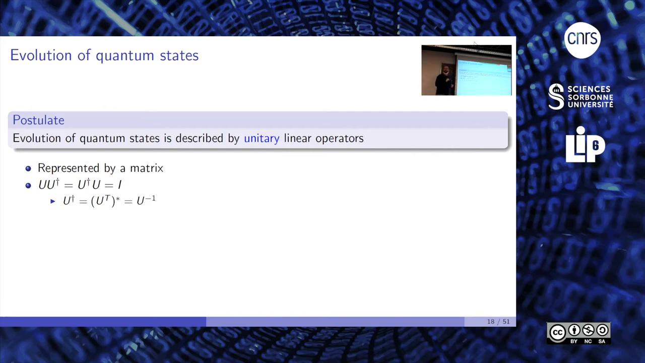So for unitary operations, if you take the transpose and the complex conjugate of every entry of this matrix, then you have the inverse of your matrix. This is just the definition of unitary matrices. And one important property of unitary matrices is that for every vector, if you apply a unitary operation on it, it does not change the norm. So in particular, if you have a quantum state, which is a unit vector in some Hilbert space, and you apply a unitary operation, then you still have a quantum state, because the norm of this new vector is still one.